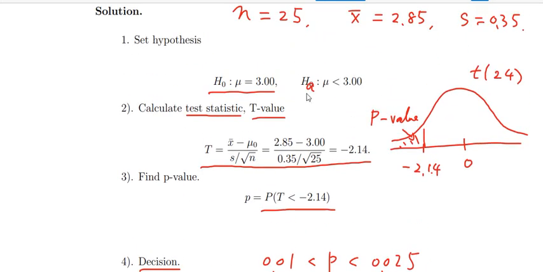So Ha is this. So we believe the true average, maybe we cannot say true, right? We say the average for all people, or the population's average, cannot be so high. It should be less than 3.0. Okay.